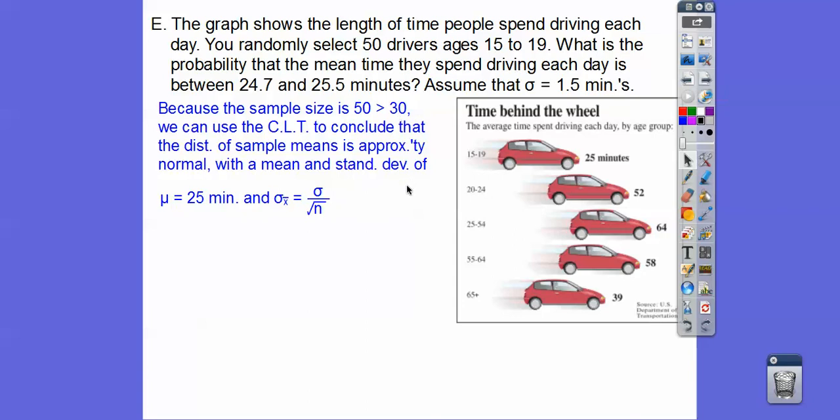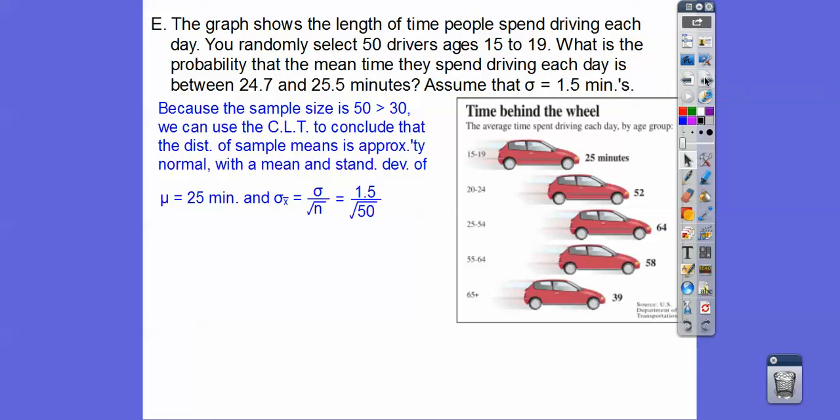Okay, now if it said it was normally distributed, then we can have smaller sample sizes, but if it doesn't say it, then it has to be greater than 30. Okay, all right, so the mean right here, where does 25 minutes come from? Drivers age 15 to 19. Here's 15 to 19, their average time is 25 minutes. That's where we get this 25 from this chart right here.